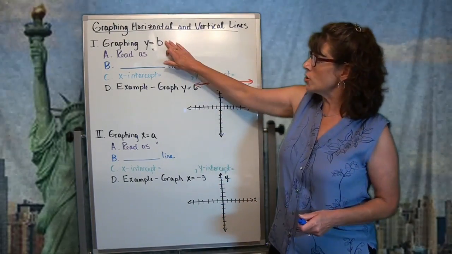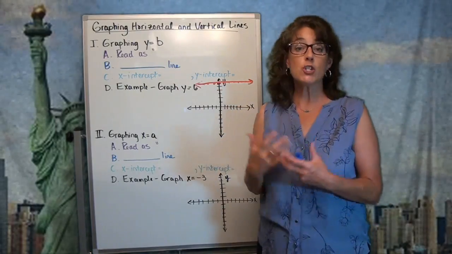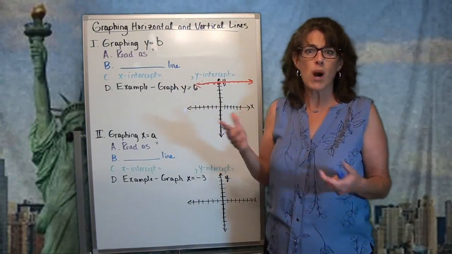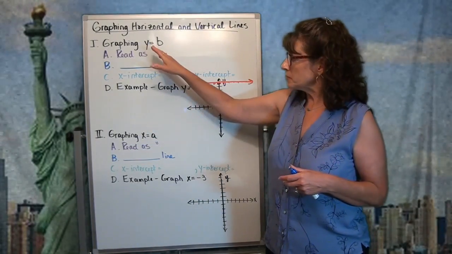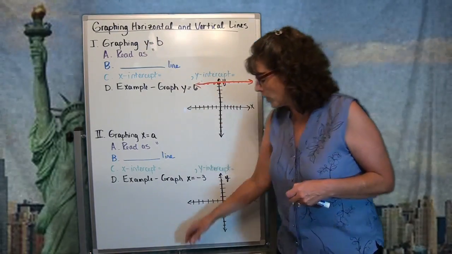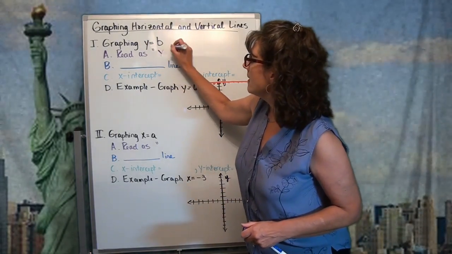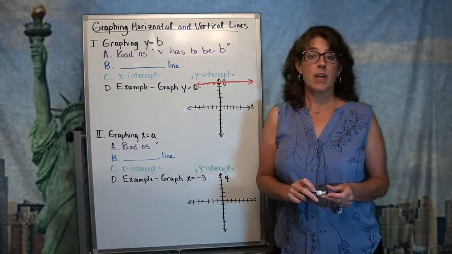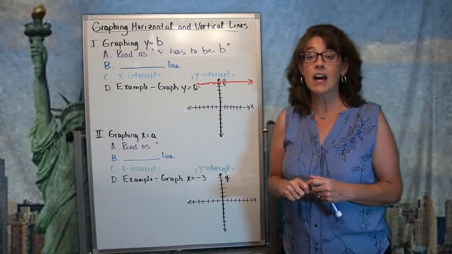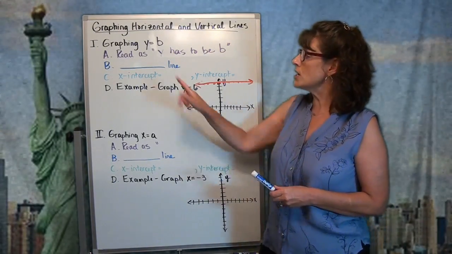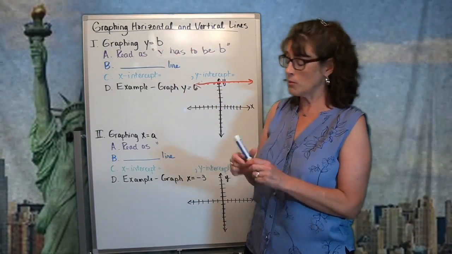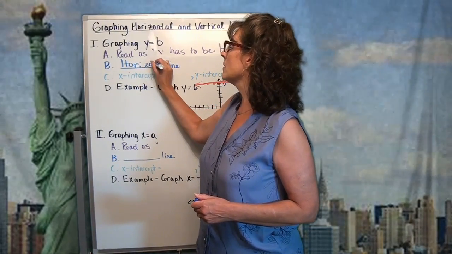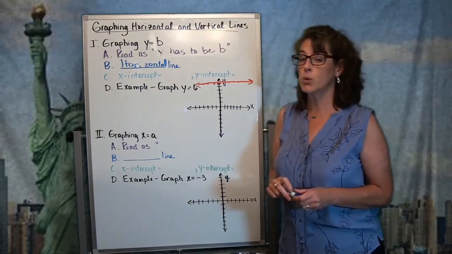So whenever you have equations that look like y equals b, and that b is just a number like a 6 or maybe a 3 or 5, whatever, or even a fraction like 2/3, instead of y equals b, we're going to read it as y has to be whatever that number is. And that will help us to graph that line perfectly. Whenever you see an equation that looks like this, you are most definitely going to generate a horizontal line every single time.